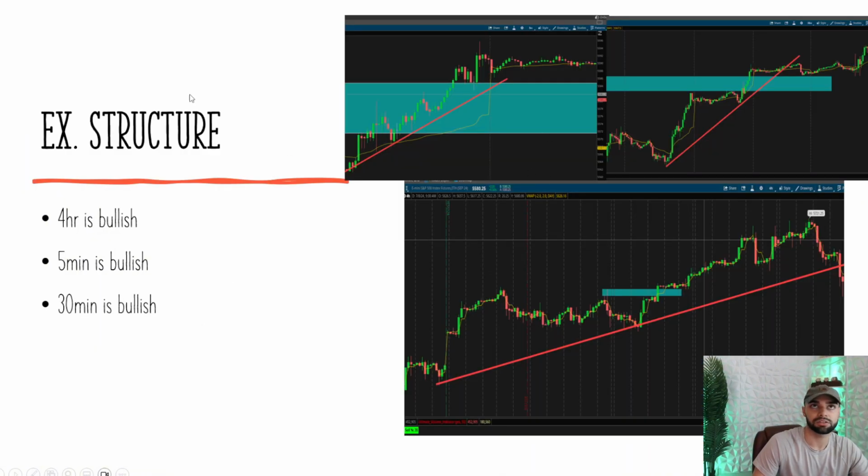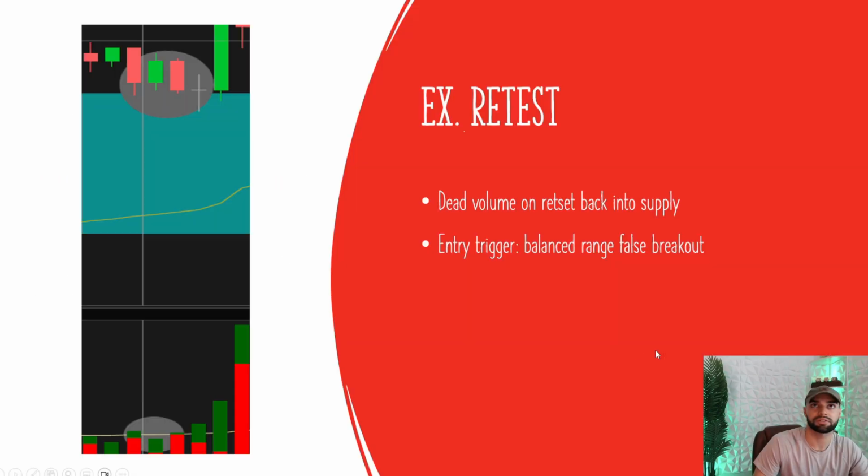Candle on the 5-minute. Let's look at the structure. 4-hour is bullish. 5-minute is bullish. Usually the breakouts will always align with the 5-minute structure. 30-minute is bullish. Perfect. Retest: when we retest, we come back down here and we see dead volume start to come back into the zone. Dead volume. The volume picks up when the buyers actually step up.